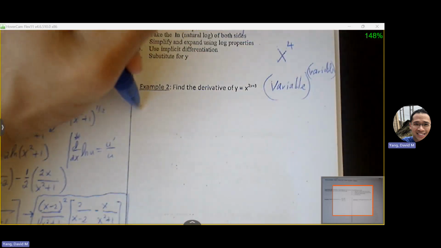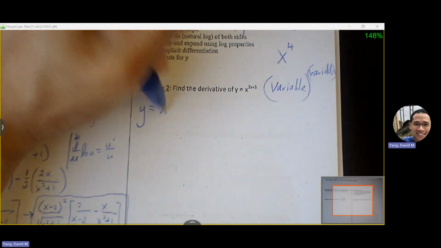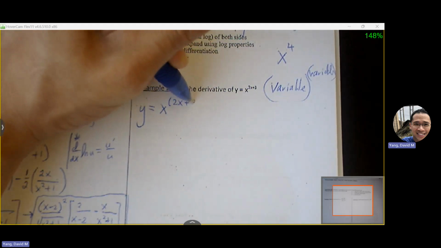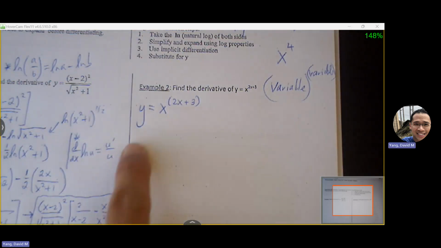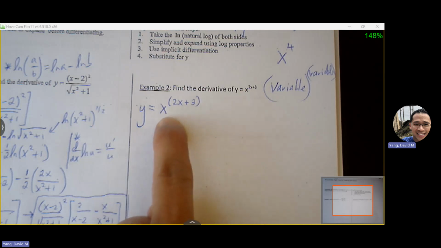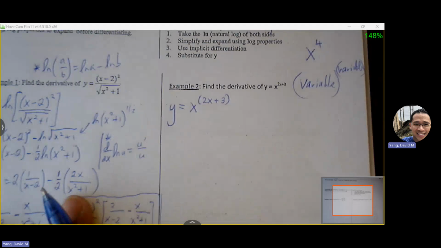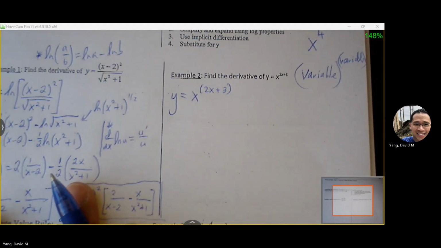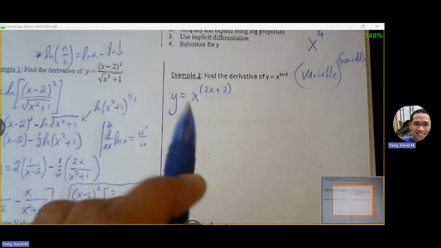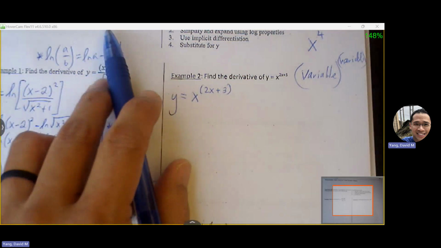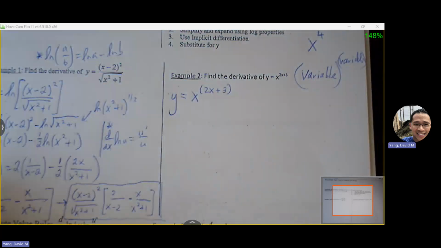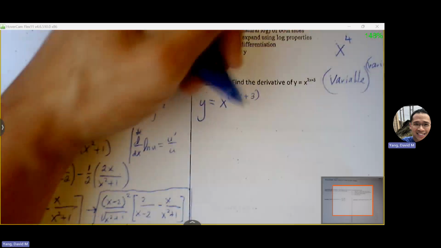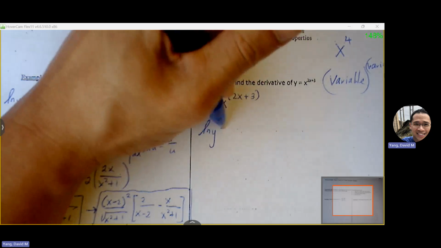So our workaround is we want to introduce logs into the problem. If we introduce logs into the problem, we can bring that exponent down, because right now this x raised to the x is an issue for us. So whenever you see a variable raised to a variable, we can introduce logs into our equation to allow for that exponent to be placed elsewhere so that we have some rules available to us. So we'll take the natural log of both sides.